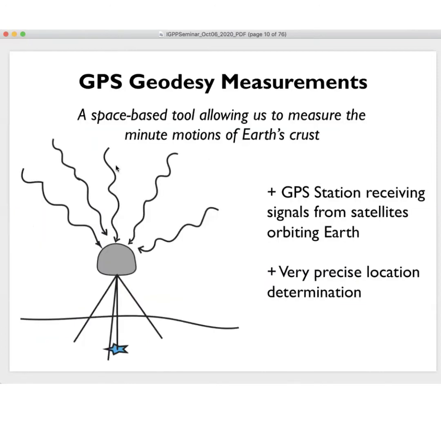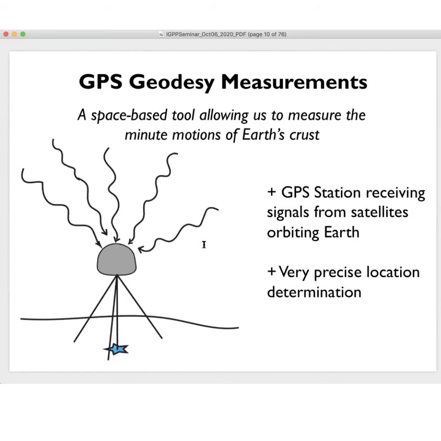For those of you that aren't super familiar with GPS geodesy, I just want to give a quick overview. Space geodesy in general is a space-based tool that allows us to measure those tiniest motions of Earth's crust with very high precision. This cartoon is a GPS station on the surface of the Earth, and this gray blob is its antenna. It's talking to multiple different orbiting satellites at one time. The Global Positioning System constellation consists of a number of different satellites that are constantly orbiting Earth, and at any given point on the surface, you can talk to multiple satellites at that one time.